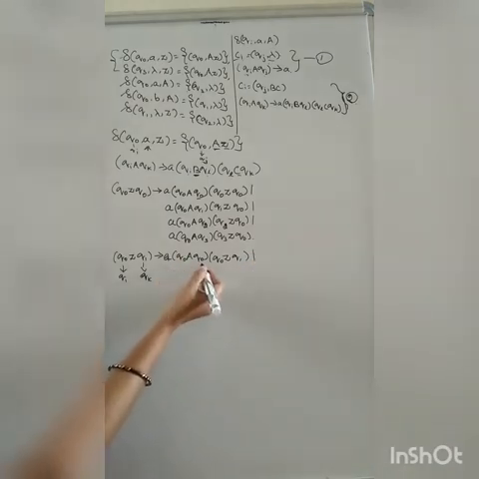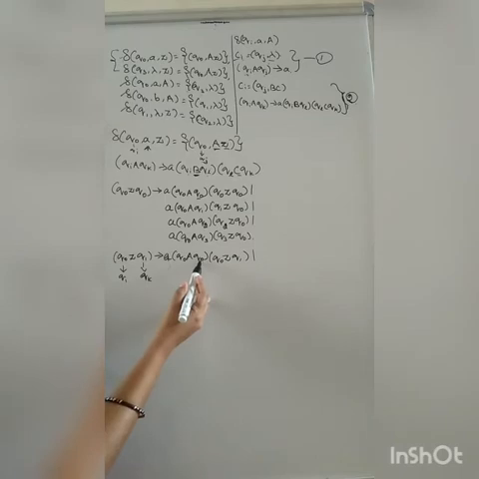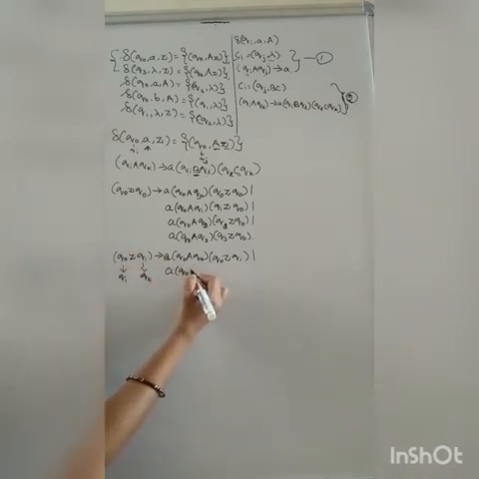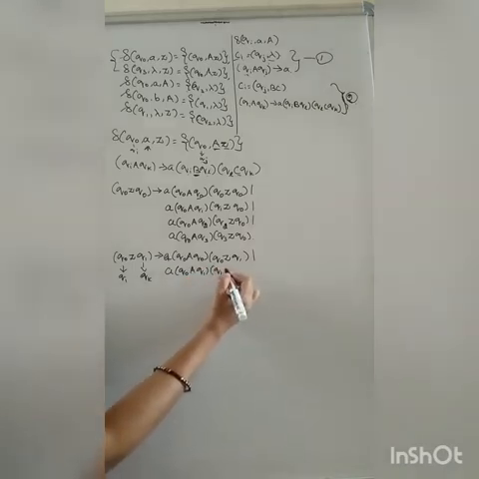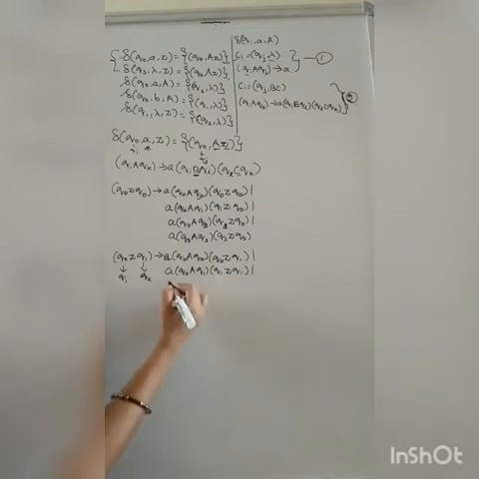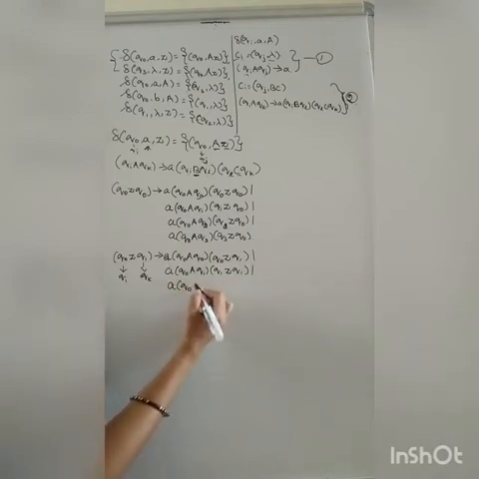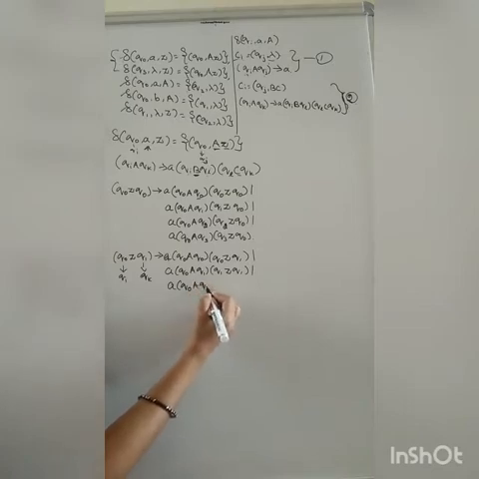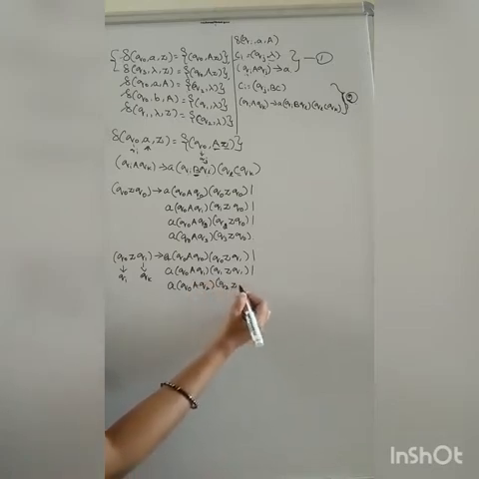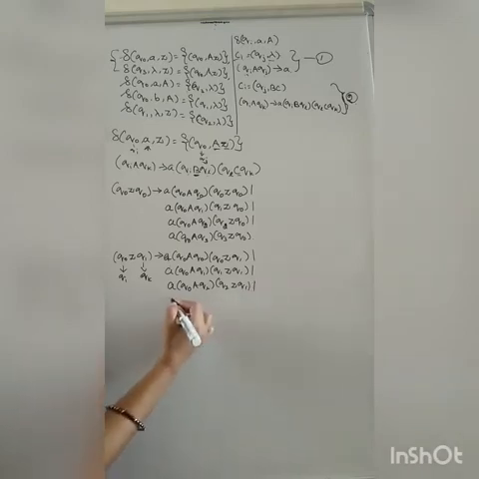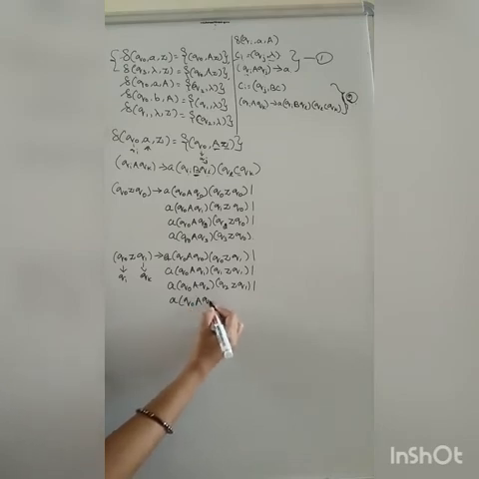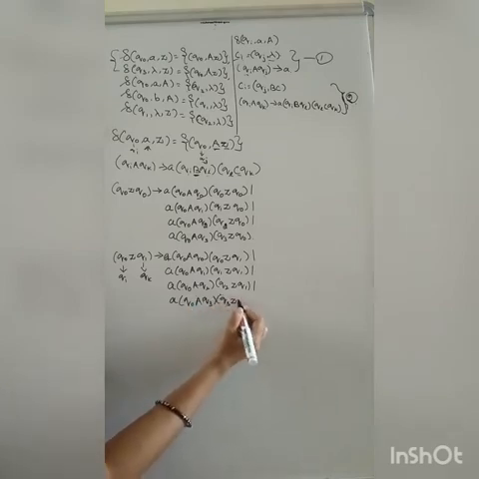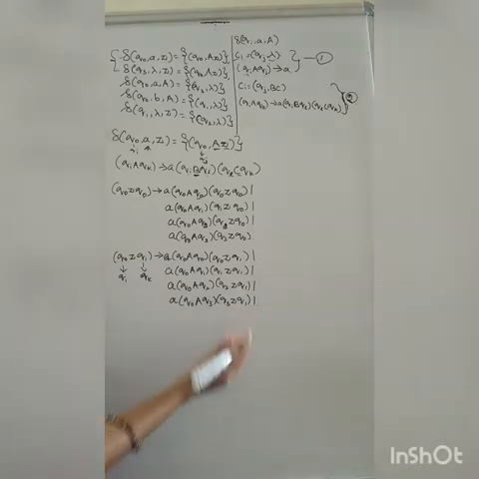Then we have to write it for all the possible values of ql. That's why a of q0, a q1, and here q1 z q1. Then a q0, a q2, then q2 z q1. Again a q0, a q3, q3 z q1. That's all.